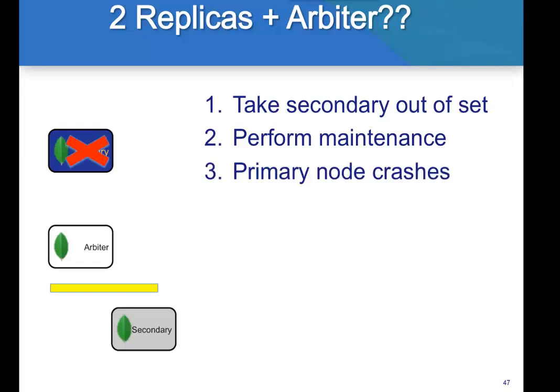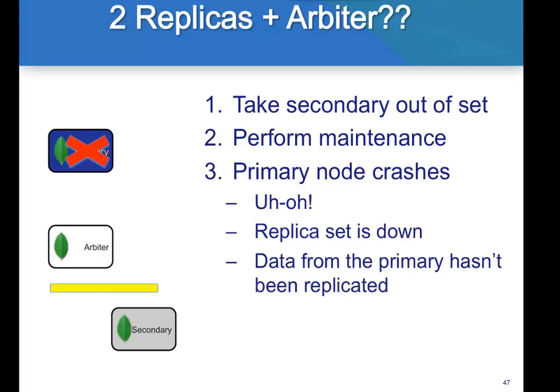Now let's say the primary node fails. At this point, you've got a problem. There are 2 problems. The first is that the replica set is down, and the second is that the only remaining data that you have, on the secondary, is out of date. So this is a problem.